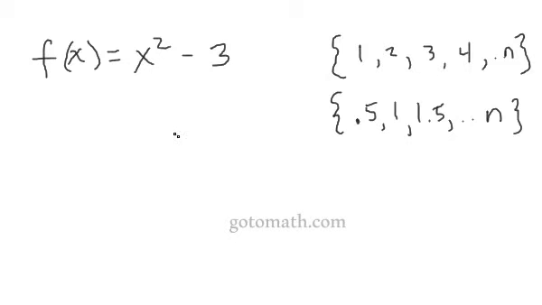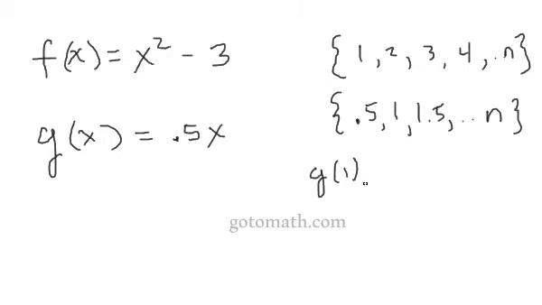So what I'm going to do is talk about a continuation of the idea that we talked about earlier, and that was the idea of composite functions. I'm going to let g of x be 0.5x. So if I plugged a number in, for example, g of 1, we'd have 0.5 times 1, which is just 0.5. And then let's say g of 2, so 2 times 0.5 is 1.